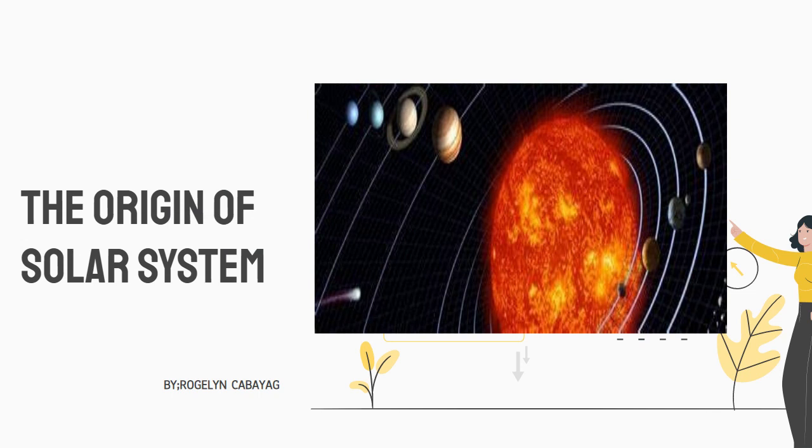Now I will discuss the origin of the solar system and identify the planets, the moons, the comets, and the asteroids.